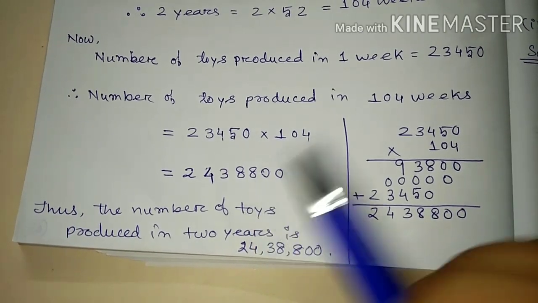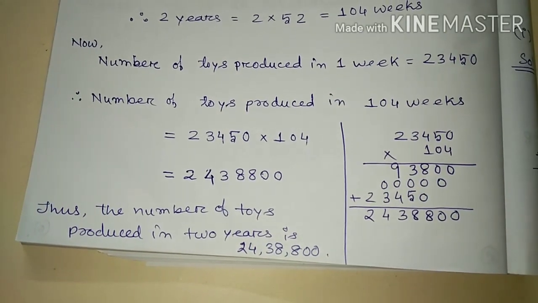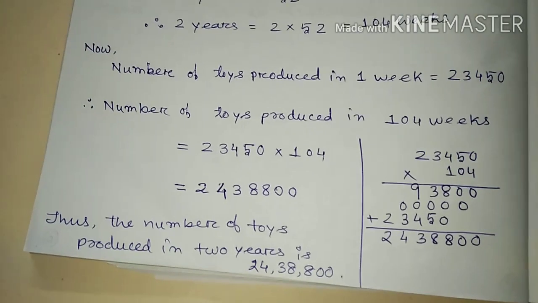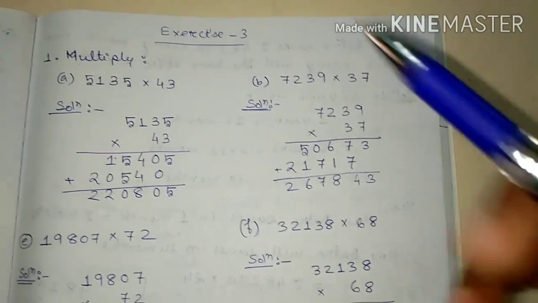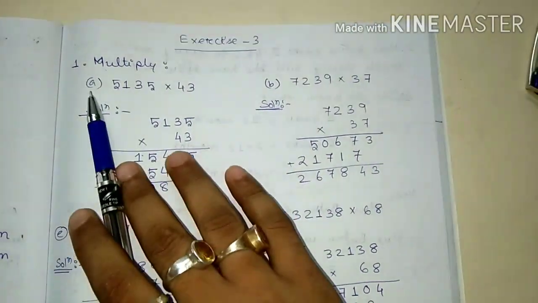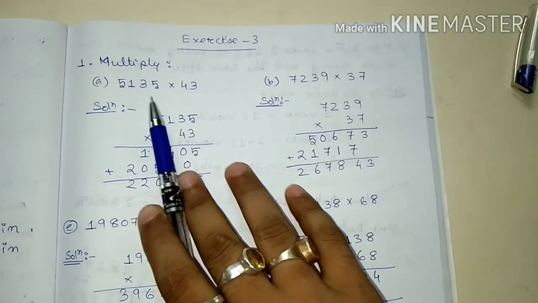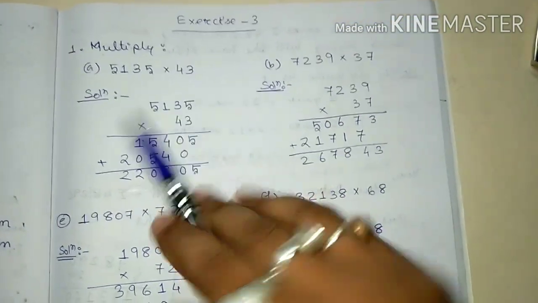Now we will come to the exercise. In exercise 3 you have to multiply 5135 with 43. Now you multiply this one.